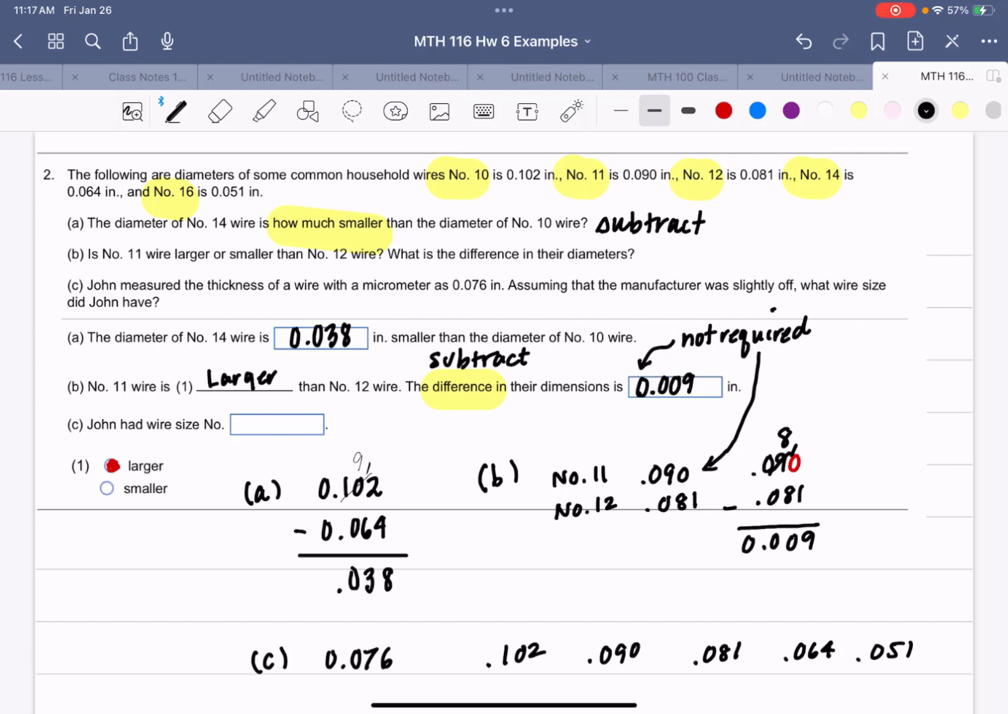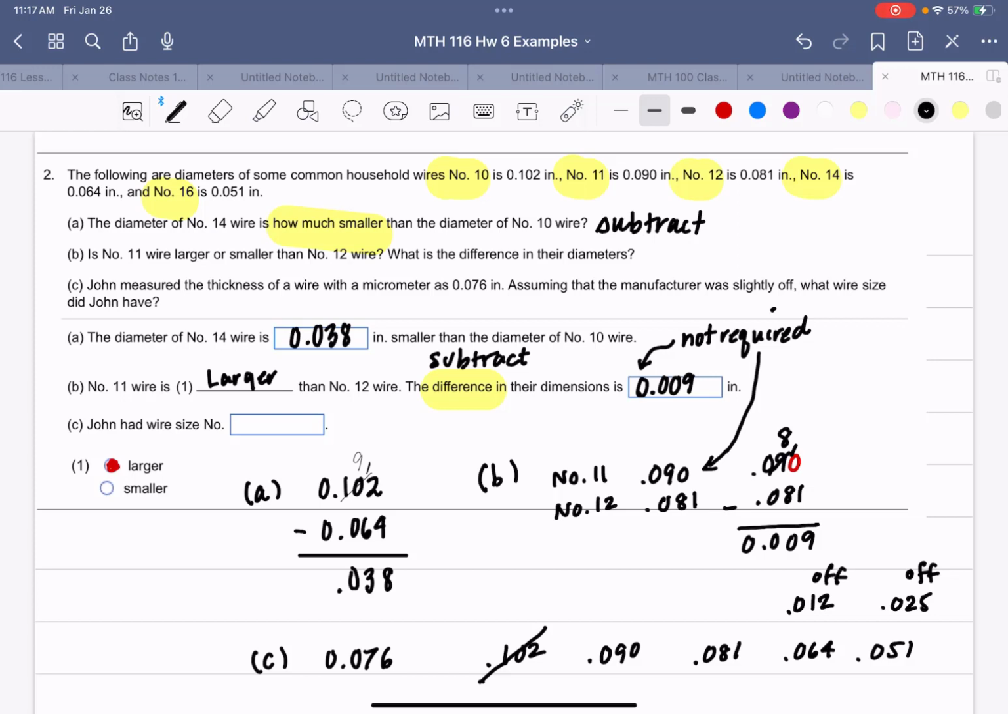Well, it's definitely not going to be the 0.102. So let's subtract these and see which one is closest. I'm going to start with the 0.051. That one is 0.025 off. Okay. 0.076 minus 0.064. That one is 0.012 off.